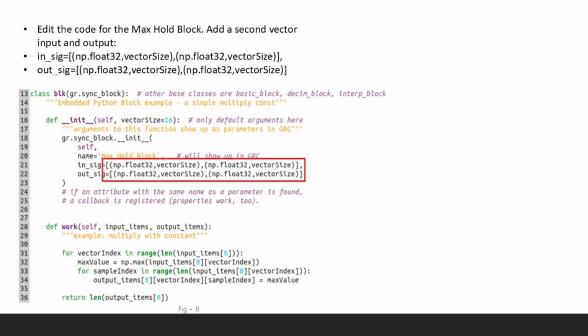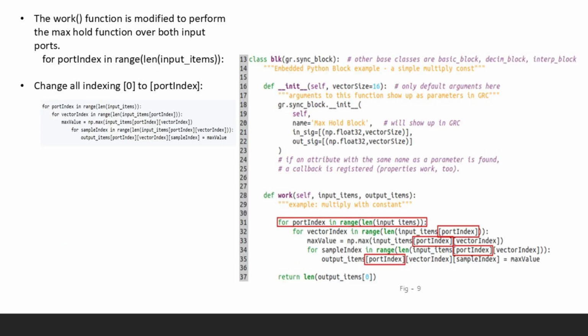As shown in Figure 8, edit the code for the max hold block. Add a second vector input and output. in_sig=[(np.float32, vector_size), (np.float32, vector_size)], out_sig=[(np.float32, vector_size), (np.float32, vector_size)]. The work function is modified to perform the max hold function over both input ports.